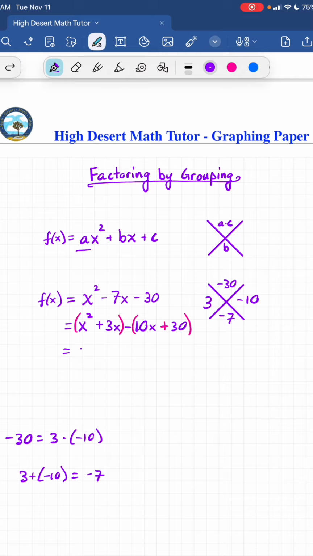They both have a factor of x, so we're going to take out that factor of x. What's left is x plus 3. Bring down our minus.